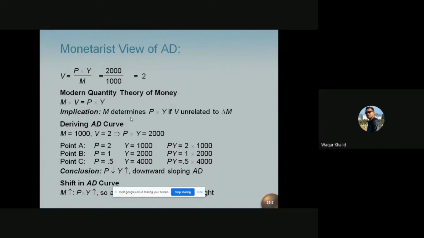So this combination is given at point A. Or simply you can see from here, if suppose the value of M is equal to 1000 and V is equal to 2, what is the value of P multiplied by Y? 2 multiplied by 1000, we can get the value of the nominal spending $2000.